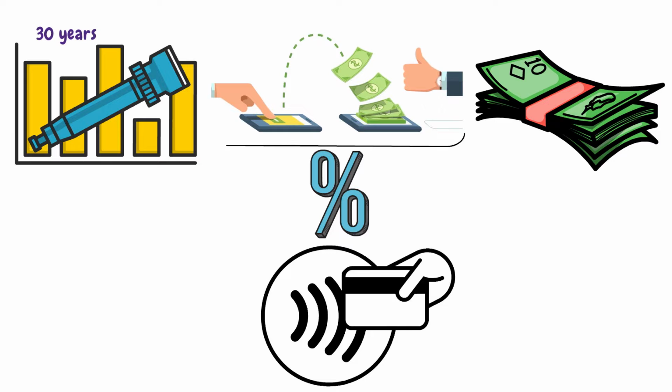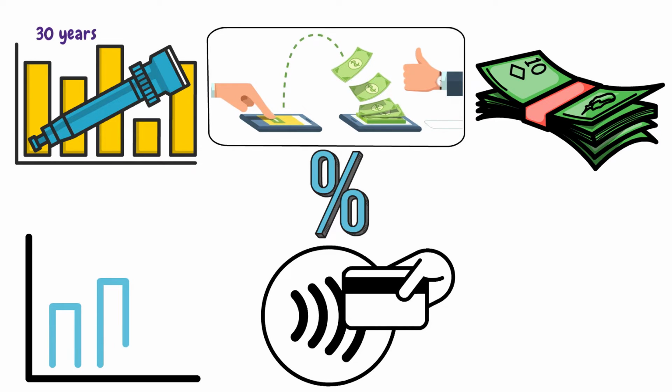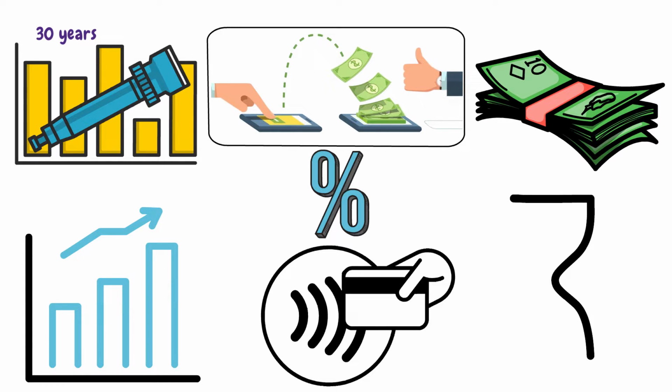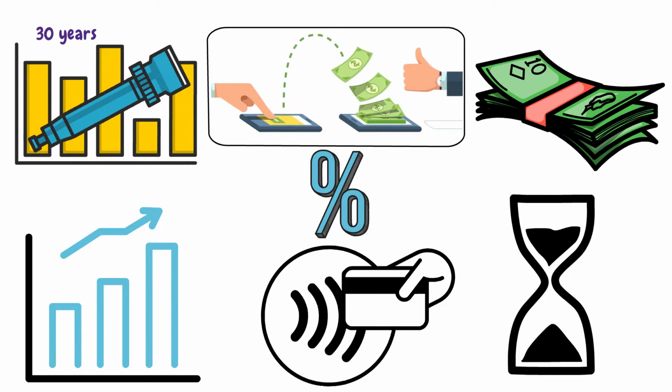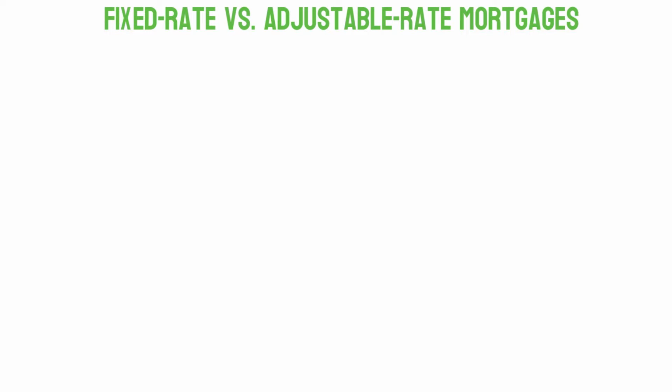The term or length of your loan also determines how much you'll pay each month. The longer the term, the lower your monthly payments will typically be. The trade-off is that the longer you take to pay off your mortgage, the higher the overall purchase cost for your home will be because you'll be paying interest for a longer period. Fixed rate versus adjustable rate mortgages.